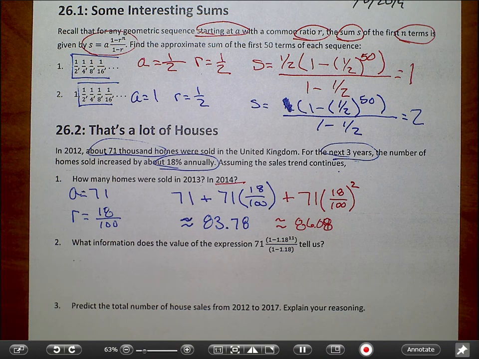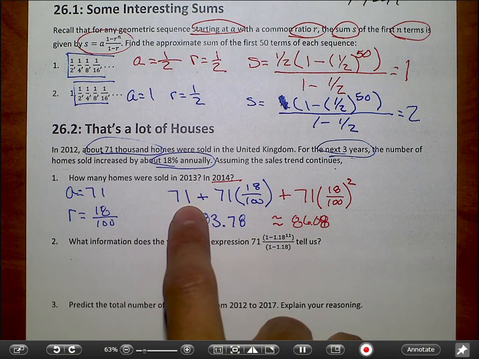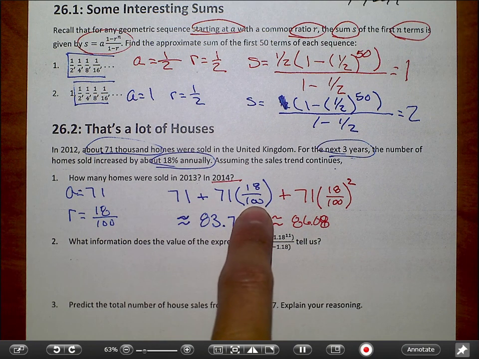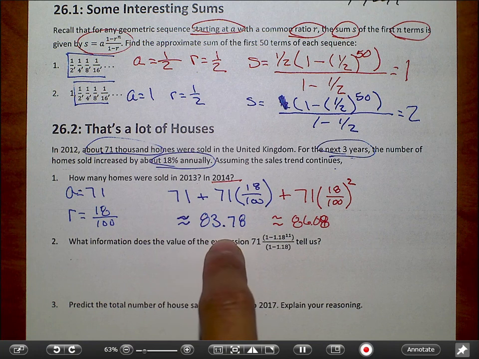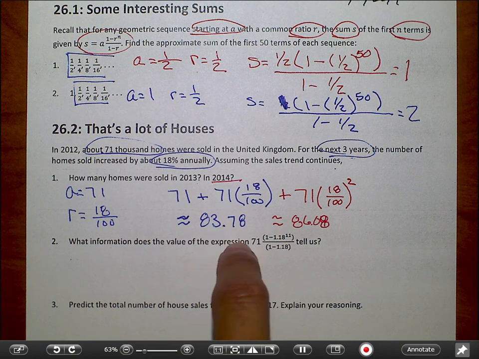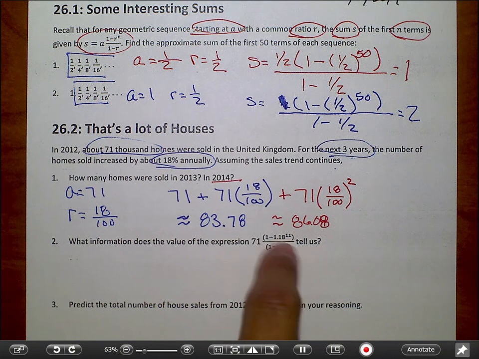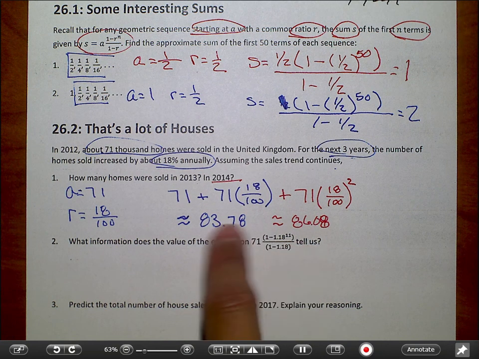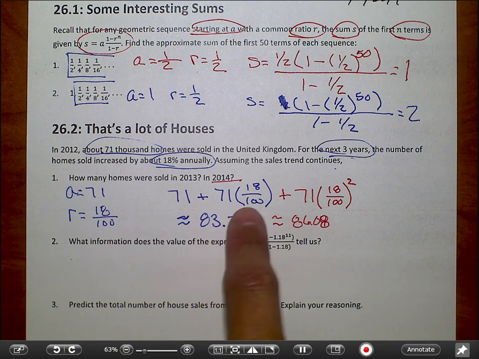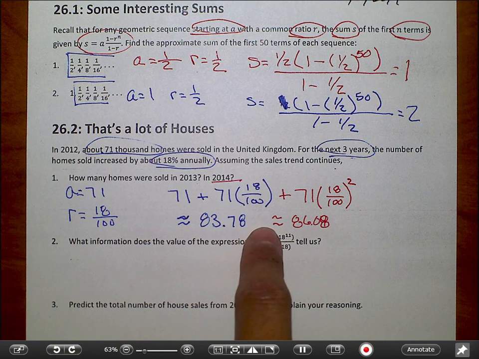Now, I want you to think about it like this. Going from my starting value to my next one, that made a huge jump, didn't it? That's like 12,000. So shouldn't it be going up even more? Or at least the same number. It should at least be going up by the same amount, right? That's saying it's only going up 3,000. So if it's increasing every time by 18%, shouldn't it be a lot more than this? Yes, it should be. And I'm going to show you why.